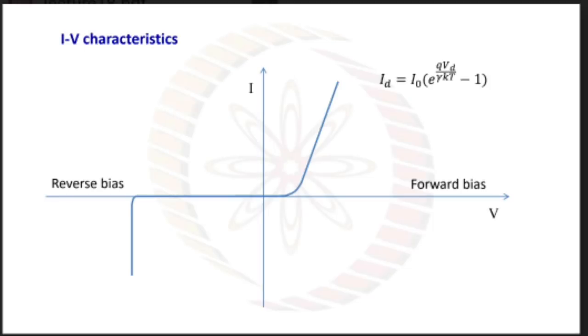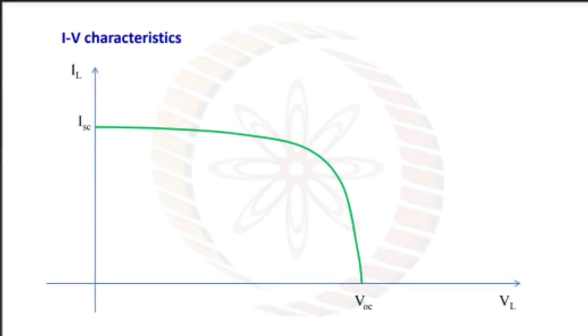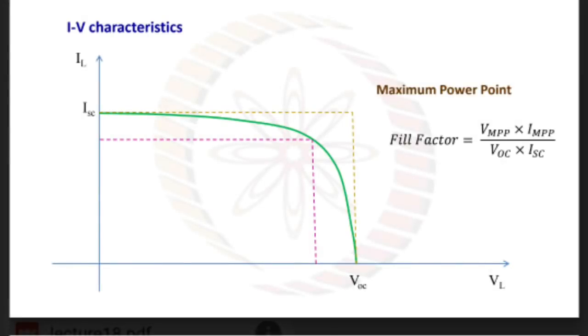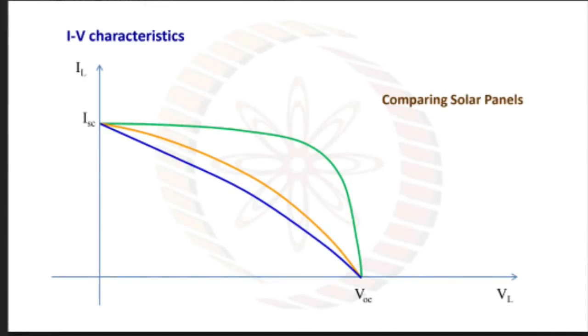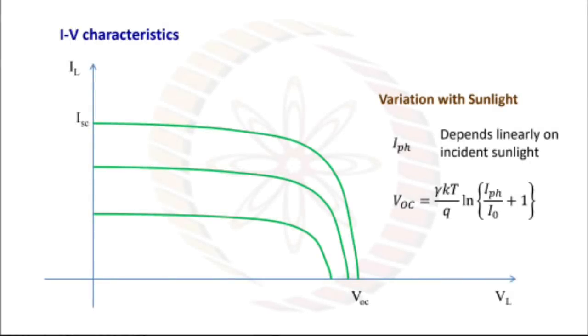There are different IV characteristics we can see from these following graphs. Here VOC equals open circuit voltage and ISC equals short circuit current. In this IV characteristic we have to see the maximum power point, and the fill factor equals VMPP times IMPP upon VOC times ISC. Now this curve shows the comparison of different solar panels. This curve shows the variation of sunlight. And the equation of VOC equals gamma kT upon q ln bracket IPH upon I naught plus 1.